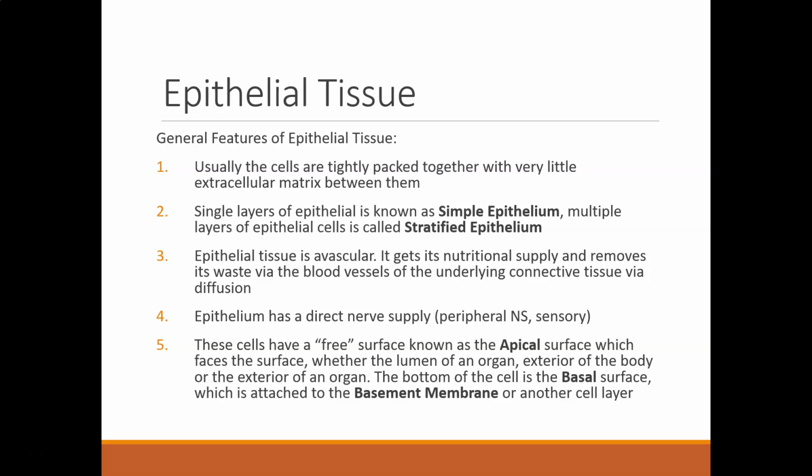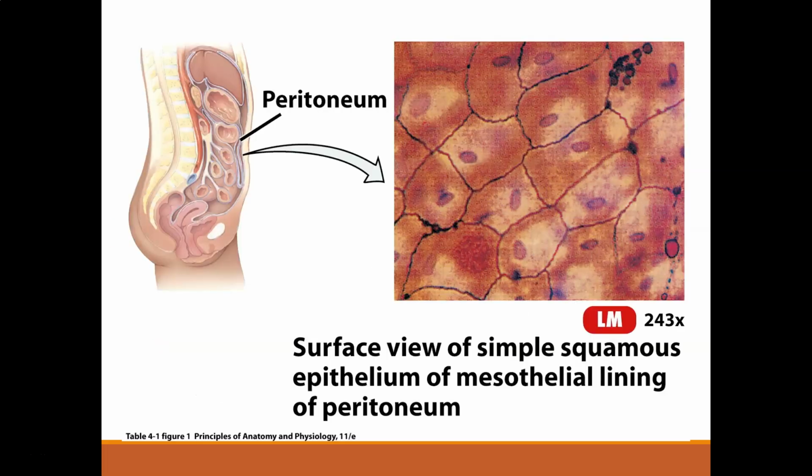The bottom of the epithelial tissue, the deep part, so the bottom of the cell, is known as the basal surface. So the upper part, the most superficial, is known as the apical surface, and the lowest part is known as the basal surface. And you'll see medically that quite often when we talk about structures that are deep, they're called basal or basilar. And it is attached to something called the basement membrane.